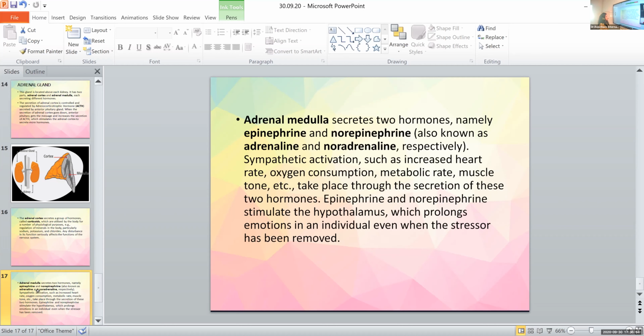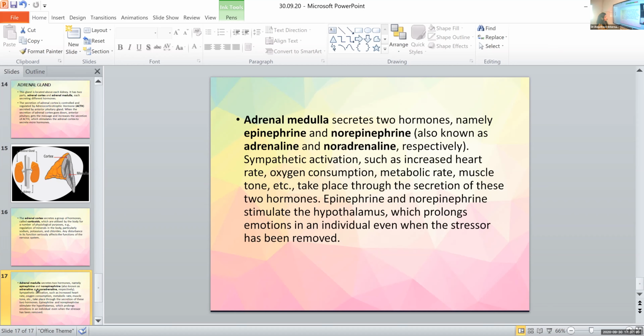And yeah, adrenal medulla has two main hormones, which are epinephrine and norepinephrine, also known as adrenaline and noradrenaline respectively. Sympathetic activation, such as increased heart rate, oxygen consumption, metabolic rate, muscle tone, etc., takes place through the secretion of these two hormones. Epinephrine and norepinephrine stimulate the hypothalamus, which prolongs emotions in an individual even when the stressor has been removed.